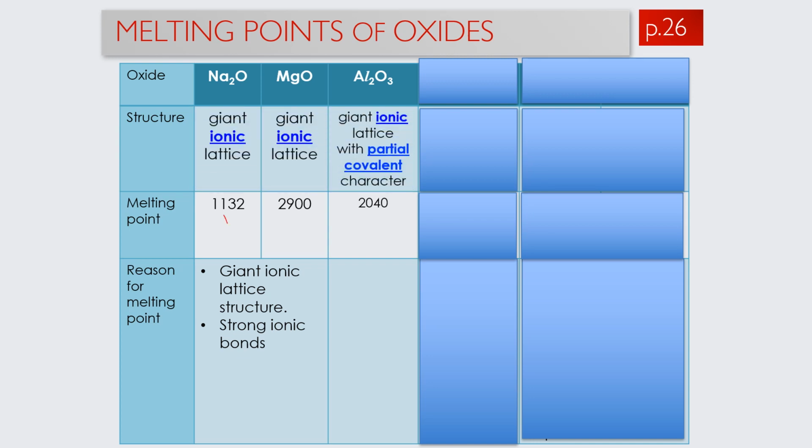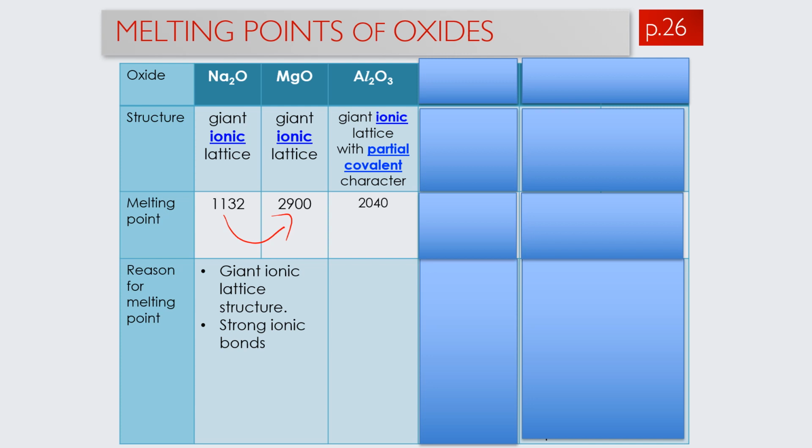And if we look at the melting point, we'll find that the melting point increases from sodium oxide to magnesium oxide as the charges of the ions increase. This gives rise to stronger electrostatic forces of attraction between the oppositely charged ions.